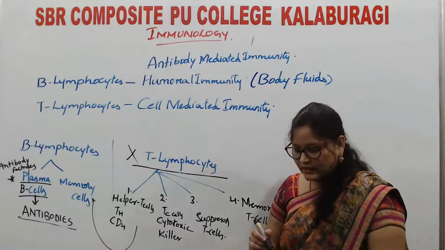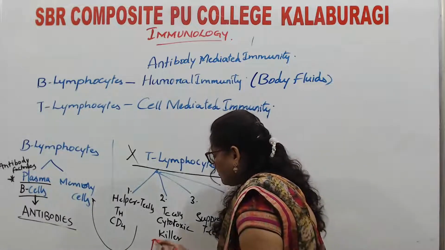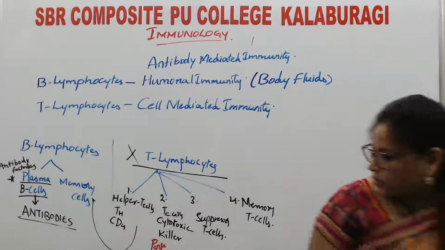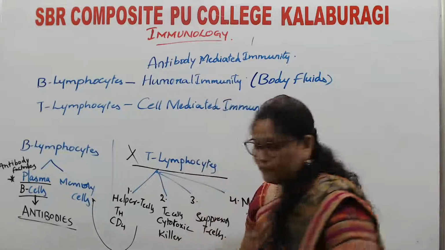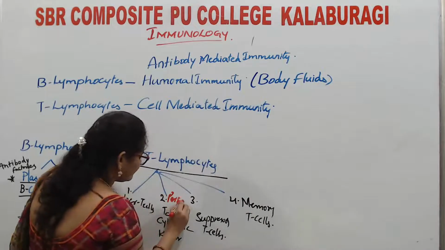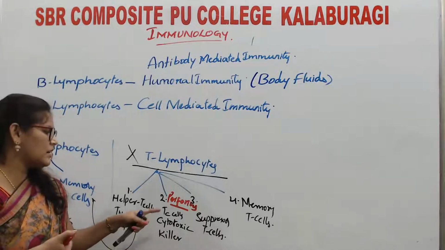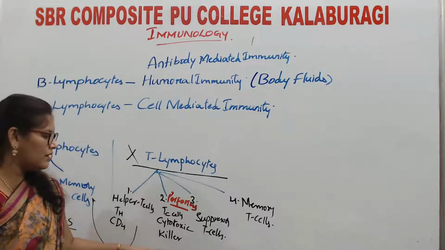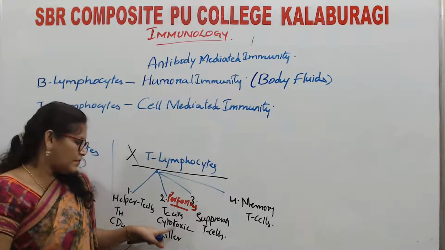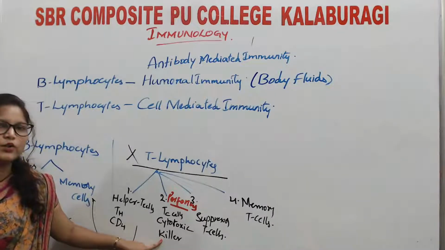And cytotoxic T cells. These cytotoxic T cells will produce an enzyme called perforins. These perforins will cause holes in the structure of the antigen and completely destroy the antigen. So as they are killing the antigen by creating holes in the structure, by secreting certain chemicals called perforins, they are called killer T cells or cytotoxic T cells.